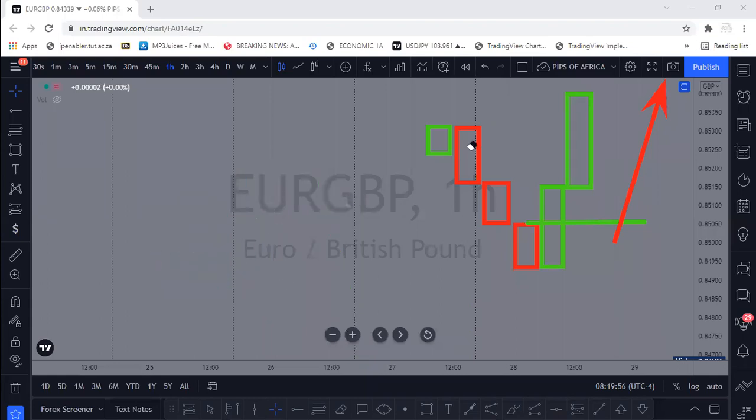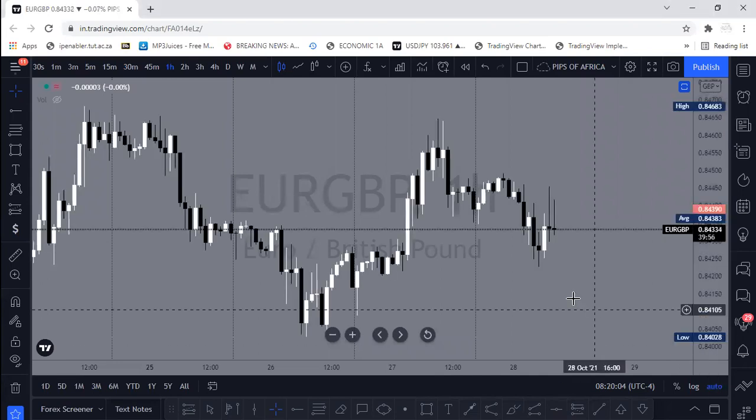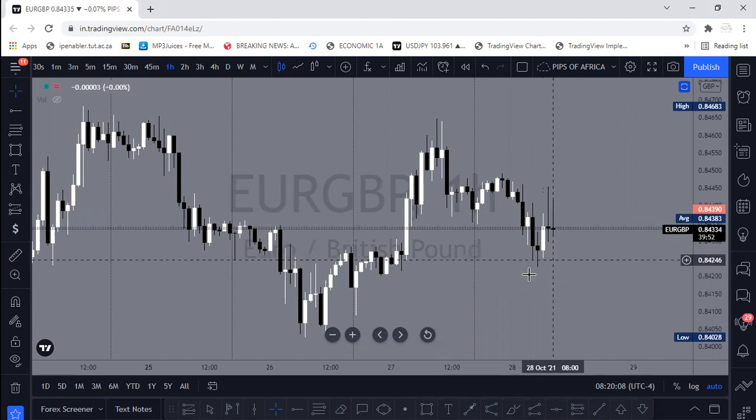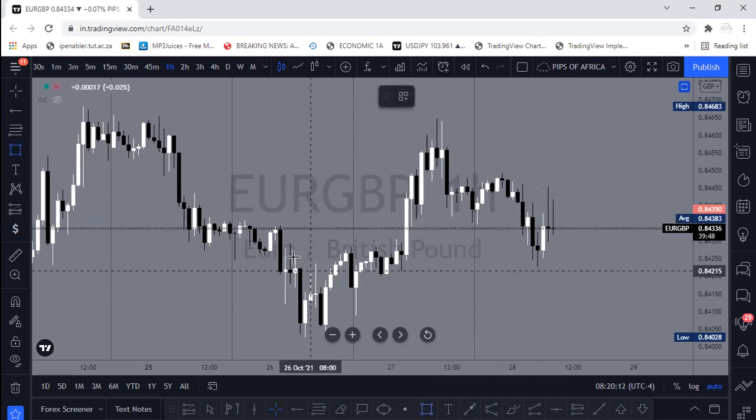Let's go to the real example and show you what I'm talking about right here. All right. So here, this is Euro GBP. On this Euro GBP, what I saw is this one here. There was this order block right here.